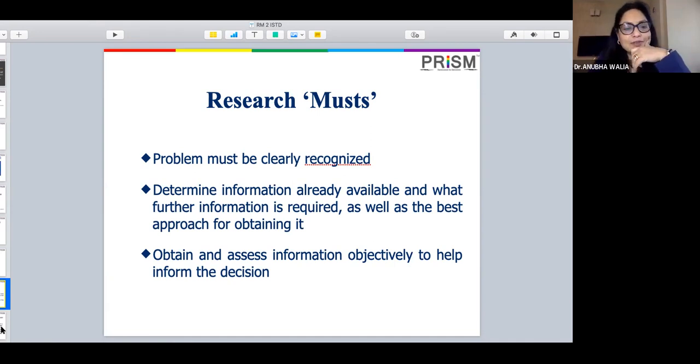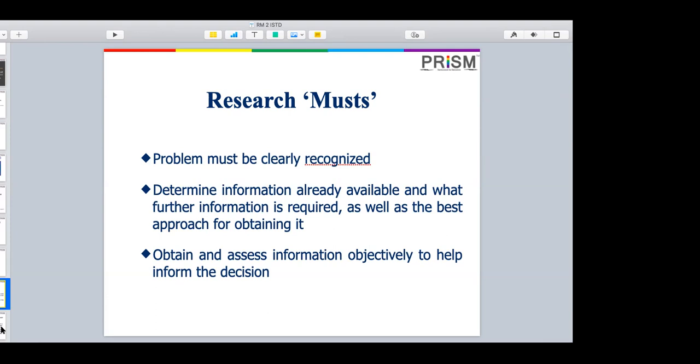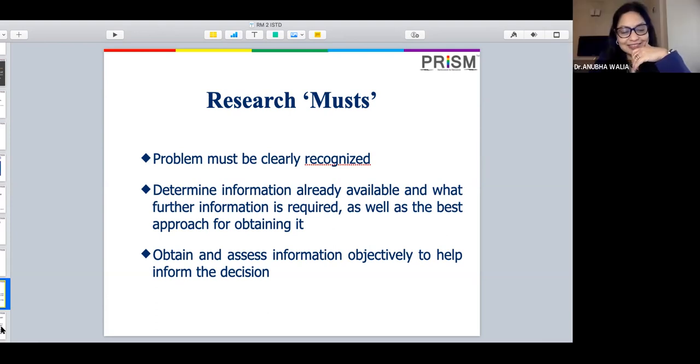Yes, Ashish sir, you have a query. Yeah, Dr. Walia, any example of a non-researchable topic? There is no such thing, sir. That's why we say search and re-search. In the first session, I said you're searching the things which are already there and you're researching on it. Otherwise, you end up making a theory and cases. So that's the wonderful thing.